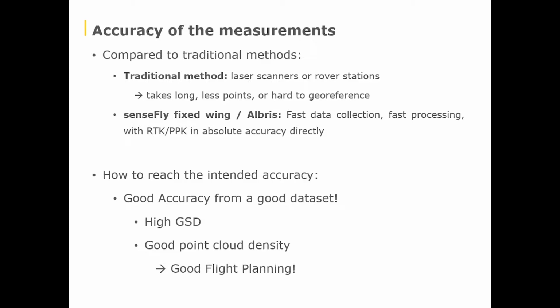Now, how to flight plan or how to make sure that you actually get the accuracy of measurement that you're looking for. A good measurement is based on a good data set. In this case, we're looking for a high GSD, so lower numbers of resolution. With the SODA camera, for example, that would be 2.5 centimeter per pixel. And we need a good point cloud density, so good overlap, enough images for sure. Means we have to plan our flight well.